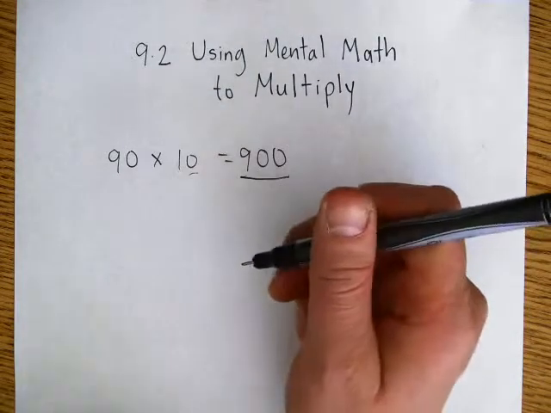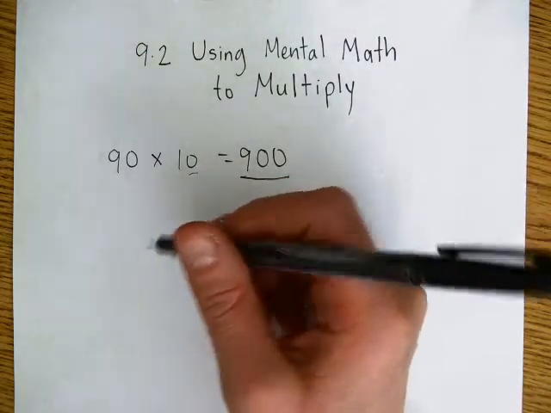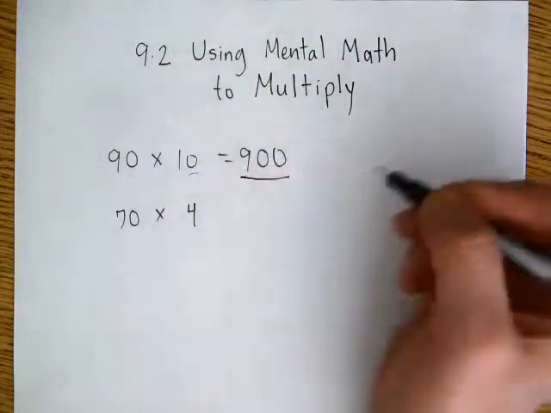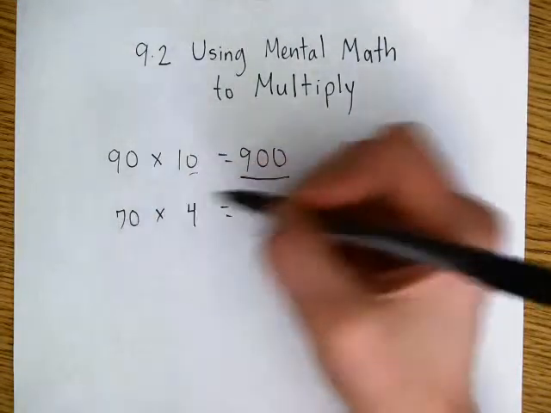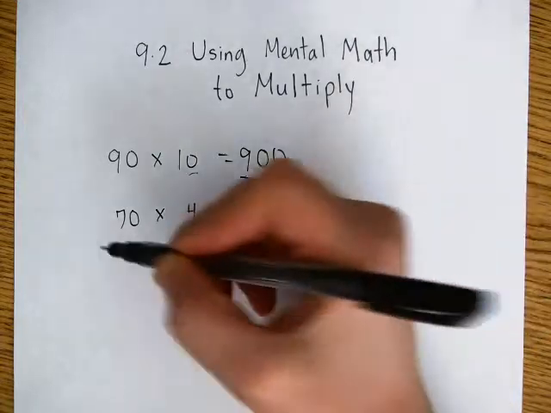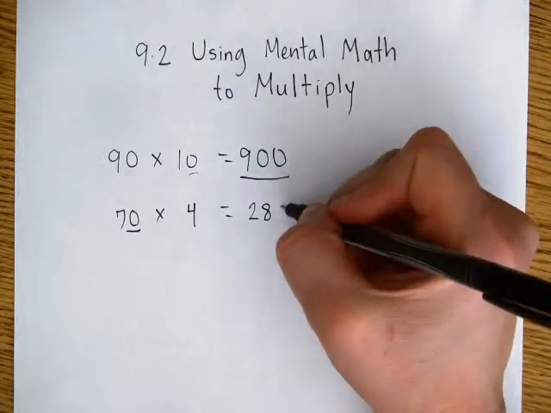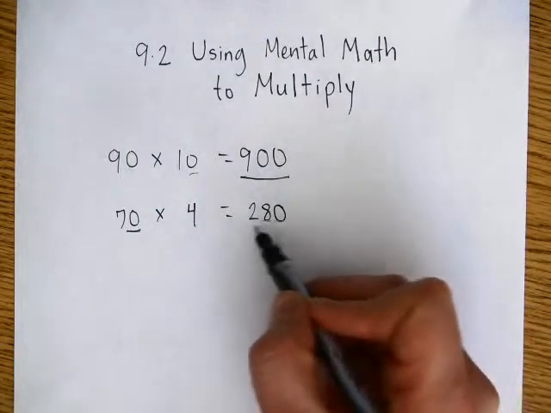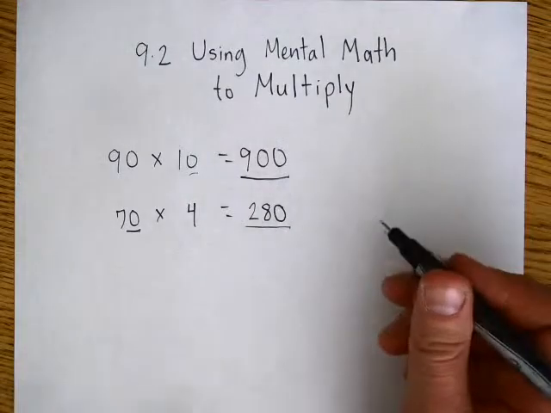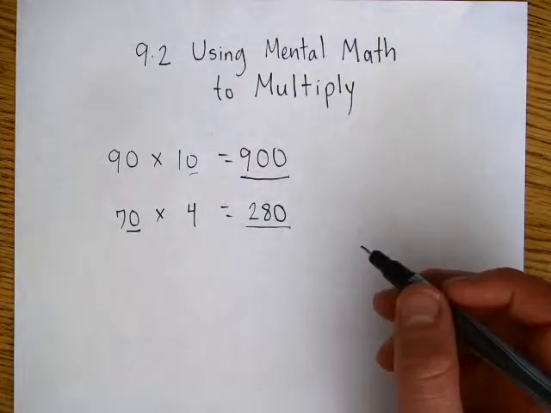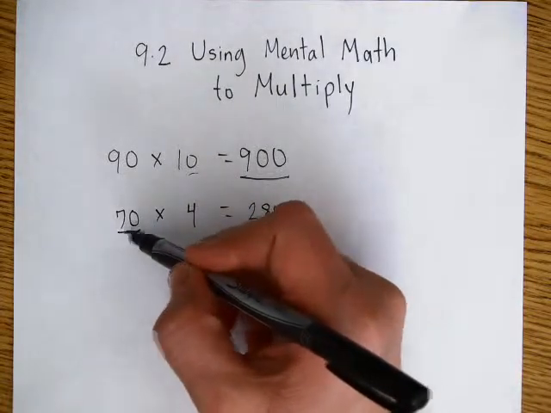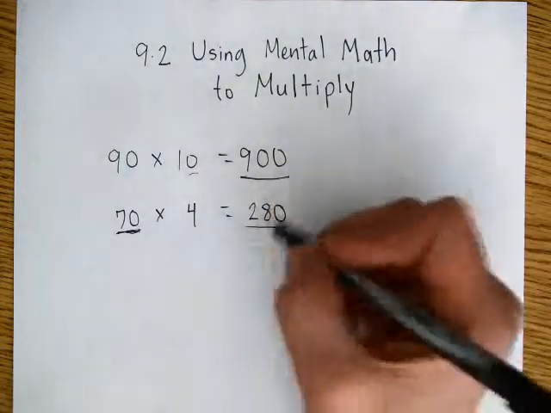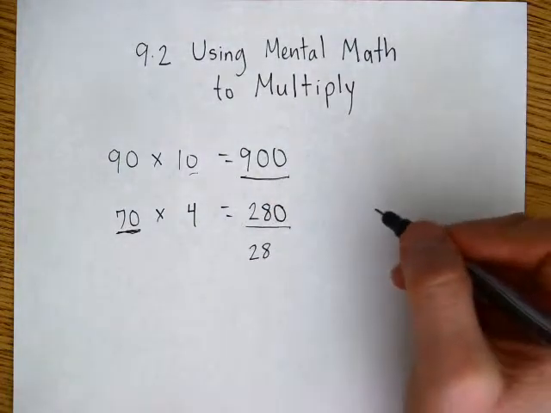We want them to be able to think about the different strategies they could use. So if they have 70 times 4, we want them to say, well, I know that 7 times 4 is 28, and then I can add one more place on there, which is going to make the tens go all the way to a hundreds place. I know that I'm multiplying 7 tens by 4 ones.